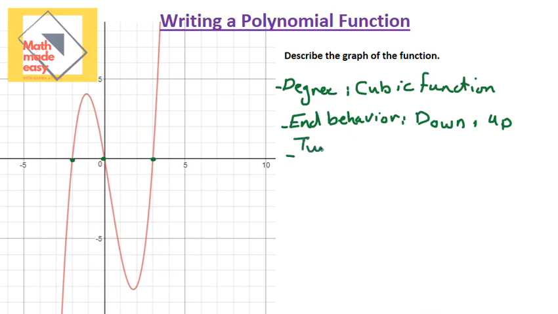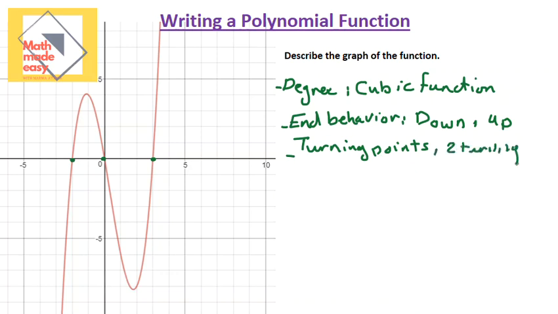How many turning points does this graph have? What do we mean by turning points? The graph here is increasing until it stopped at this point, then it started decreasing. So this here is a turning point. Then it started decreasing, then it changed its behavior again and increased. So this is another turning point. So for this graph, there are 2 turning points.